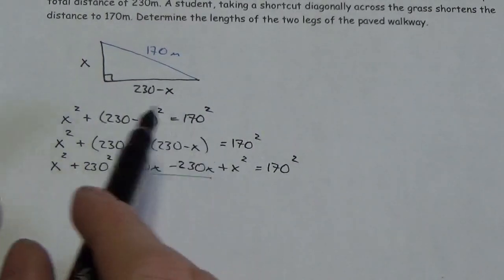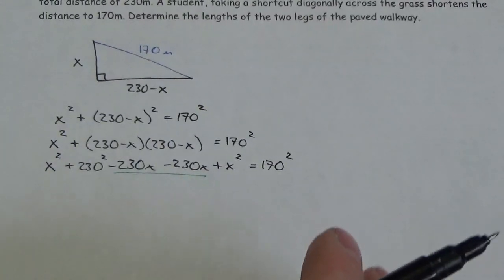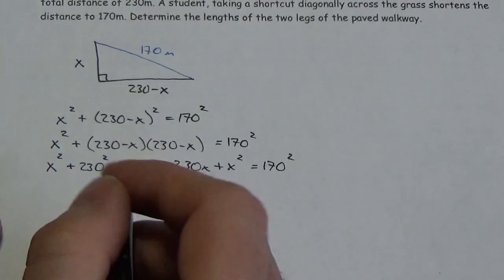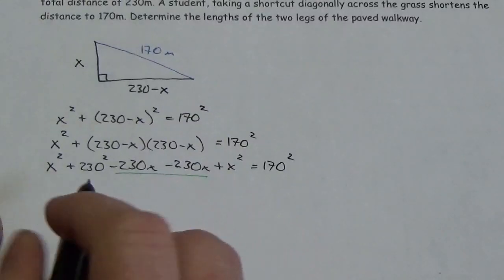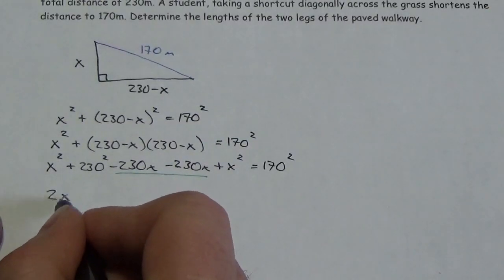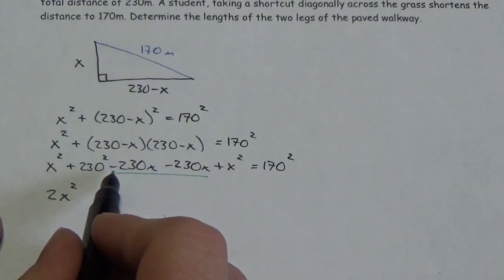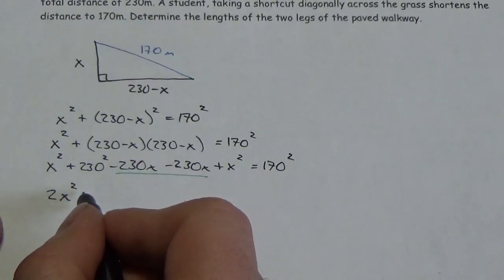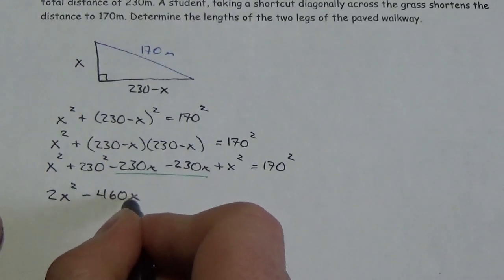Please take your time with that and make sure that you are expanding that properly. Now, let's group together like terms here. Notice I've got 2x squared. So this is 2x squared. I've got a negative 230x and a negative 230x. It's going to be negative 460x.